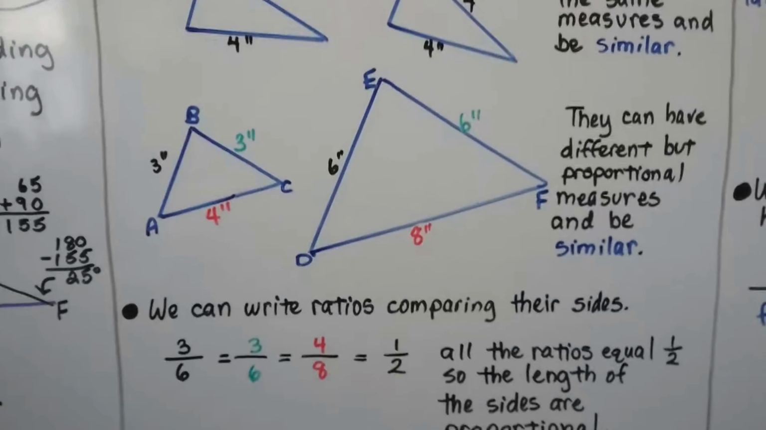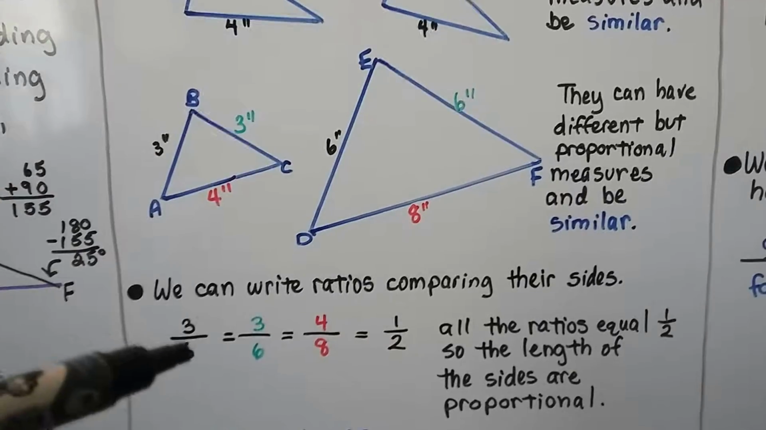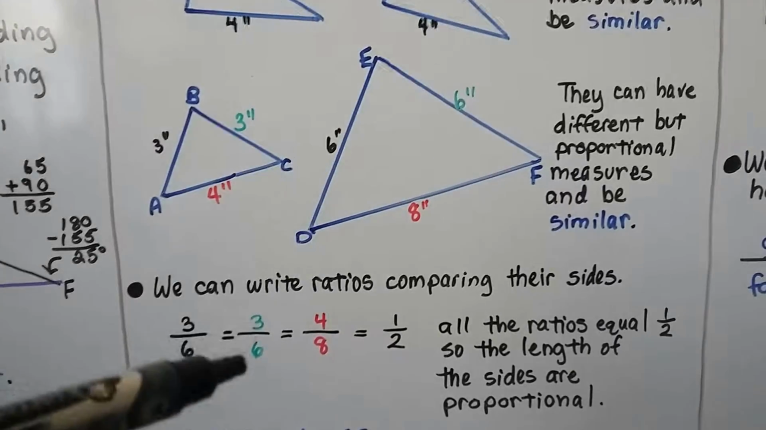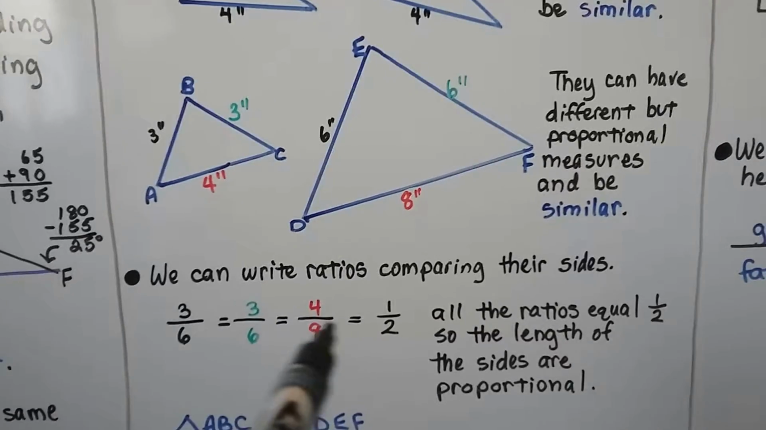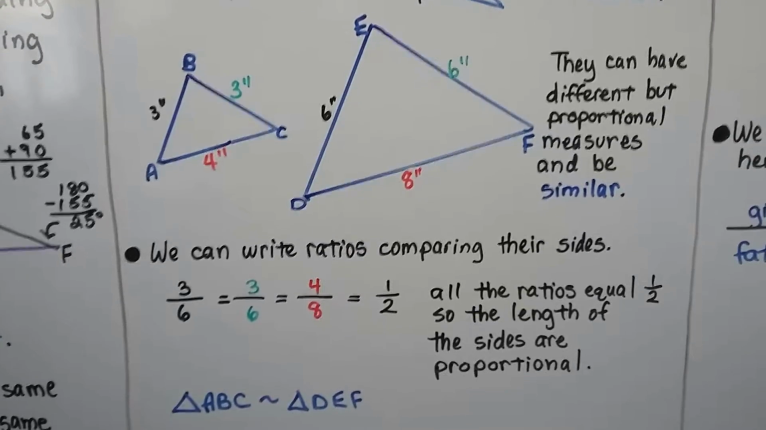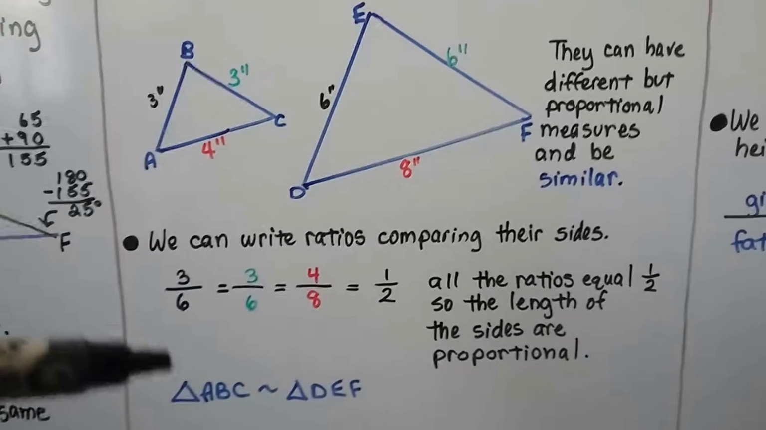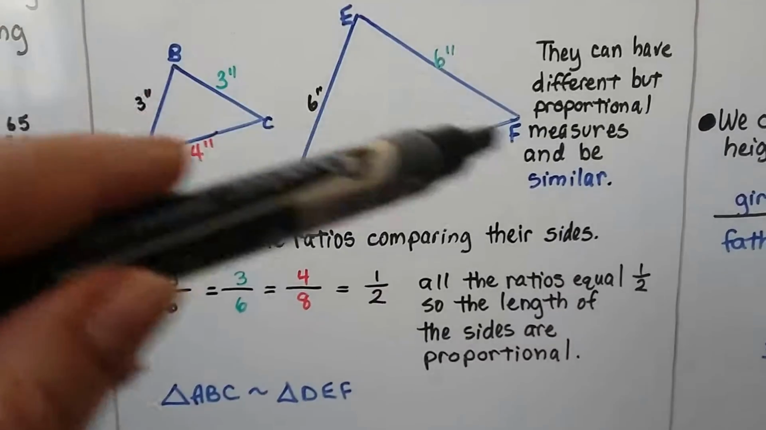We can write ratios comparing their sides. We have 3 over 6, 3 over 6, and 4 over 8. And that's a half. These all equal a half, don't they? All the ratios equal half, so the length of the sides are proportional. We can say that triangle ABC is similar to triangle DEF. See?